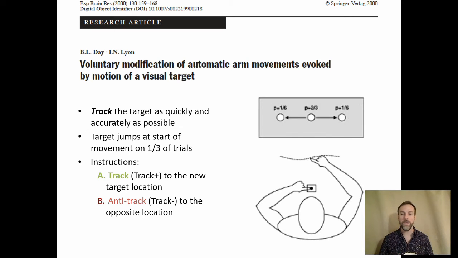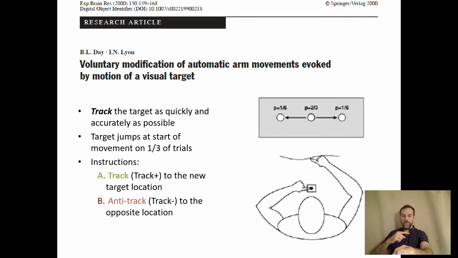Here we're going to see the instructions are a little different, and the stimuli are a little bit different as well. We still have three targets, and the middle one is the one that always starts on, and on some trials it will jump to the left or it will jump to the right. So that's the same. What's different is what the participant does with their arms. So one arm they have in front of the targets, and what they're told is they're not going to point towards the target, but they're just going to move in parallel with the target.